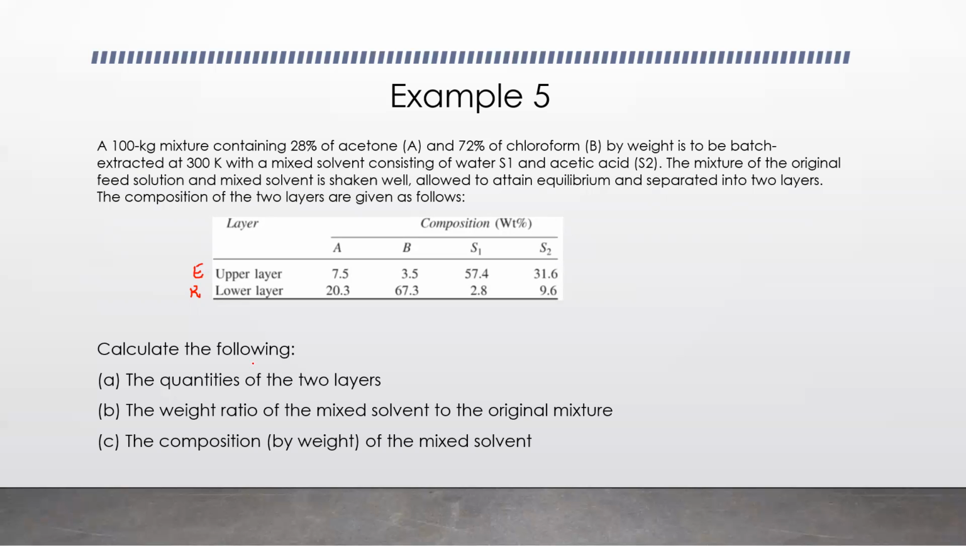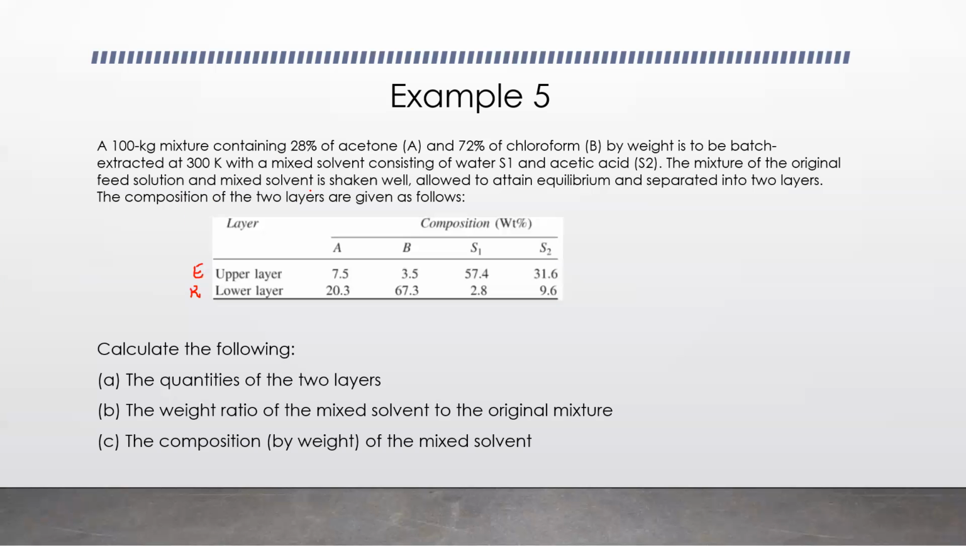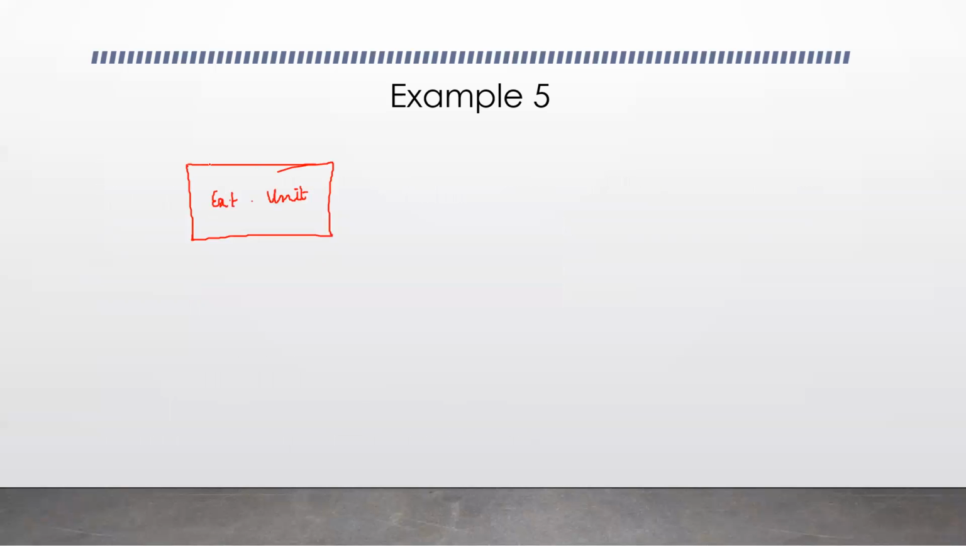Hope you could solve this problem yourself. If you could not, then let's have a look. So first of all, we are going to draw the block diagram for this problem. This is my extraction unit. Now I have 100 kg of mixture that is entering, along with the mixed solvent. So the 100 kg mixture, let it enter from here. It contains A and B. A is 28% and B is 72%.